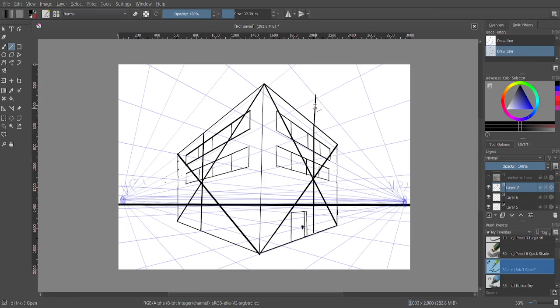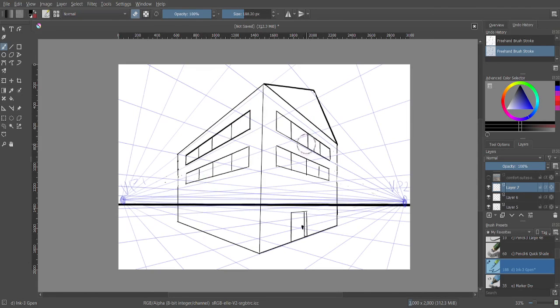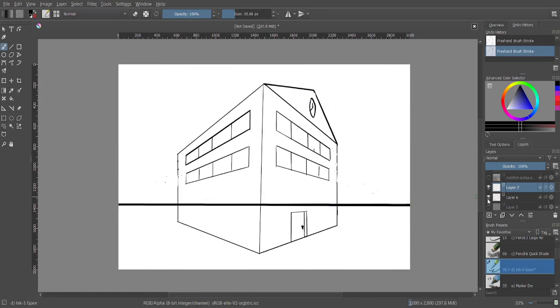So for example, draw this. And there we go. And here we have our building.